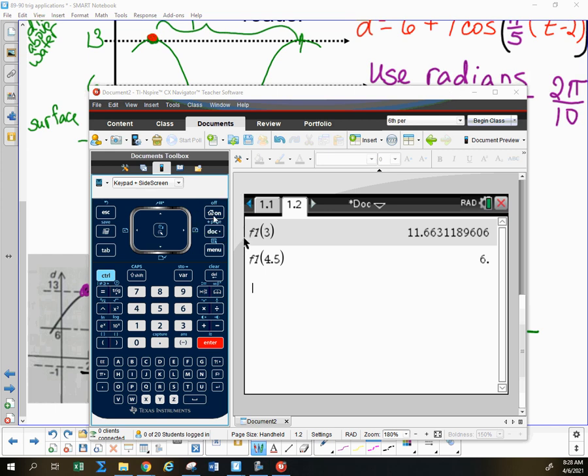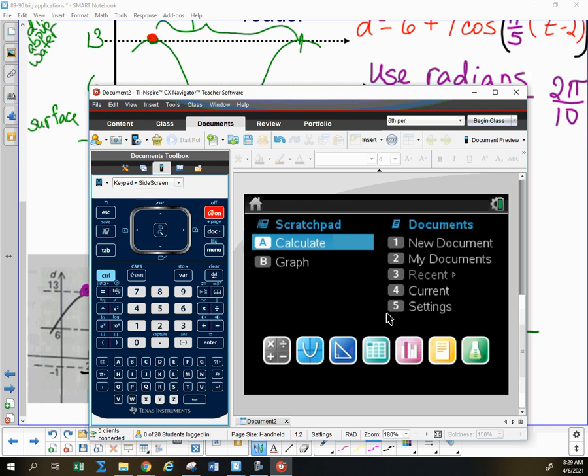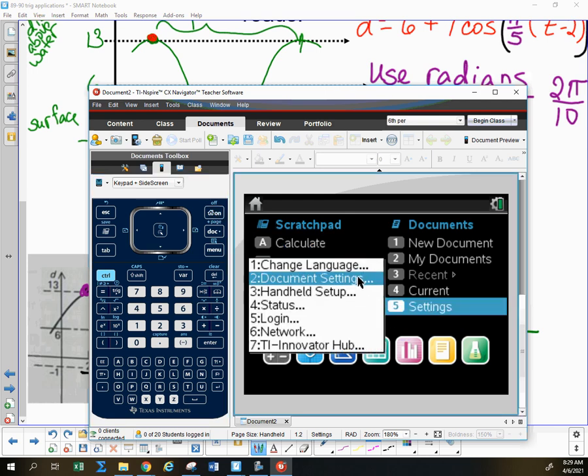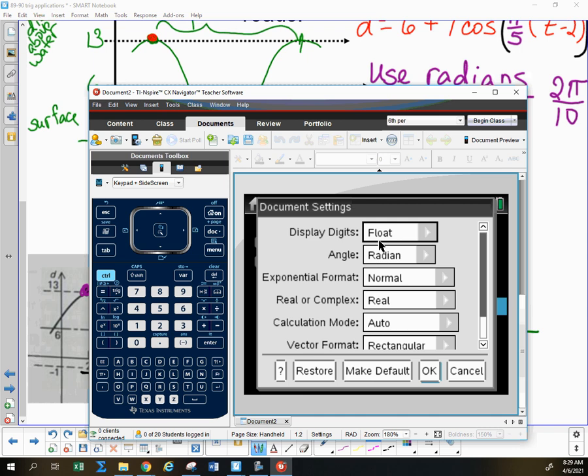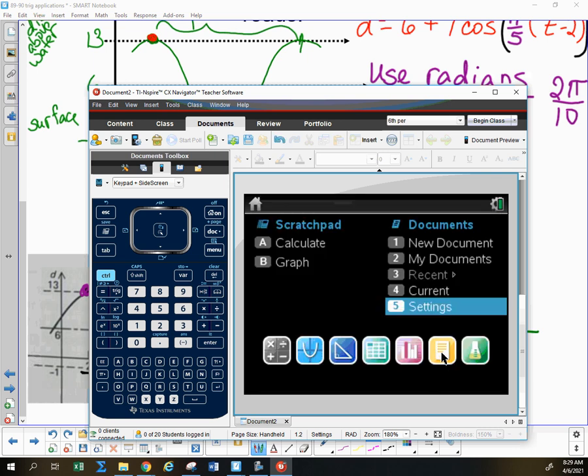All right, so we can go on the home screen, settings, document settings, and be sure this says Radians, and make sure while you're at it that it says float. And if your version still says make default and okay like mine, make it your default and then okay. You'll have to change it back when you do some other problems on problem sets, but go ahead and change that. And then we are going to create a new document. So you can go to new document.